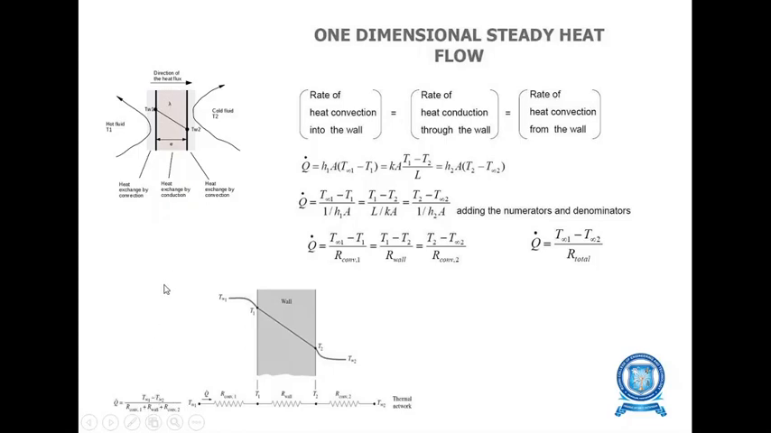Here we have three different resistances. The first one is the convective resistance, from this region through the fluid to T1. R2 will be the conduction in the plane wall, which is purely conduction. And after T2, the final wall temperature, this heat is taken away by the cold fluid, so there is convection again.